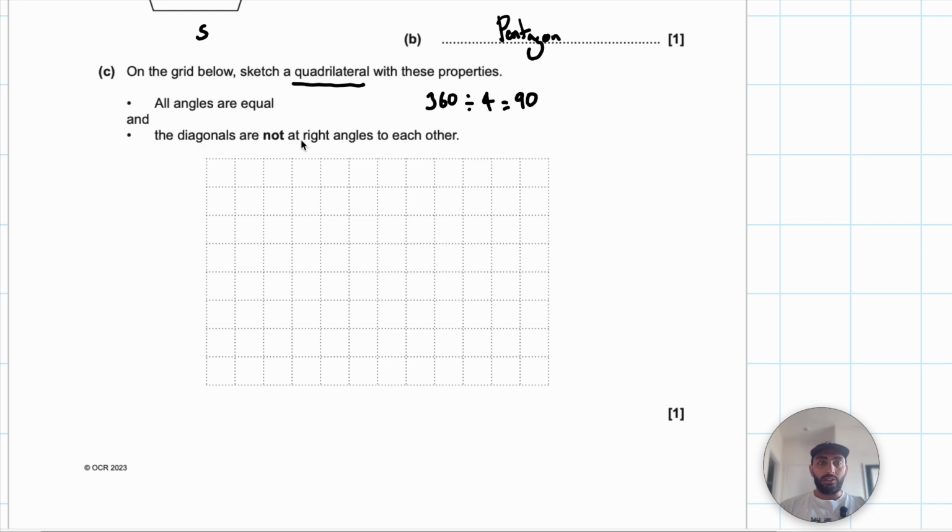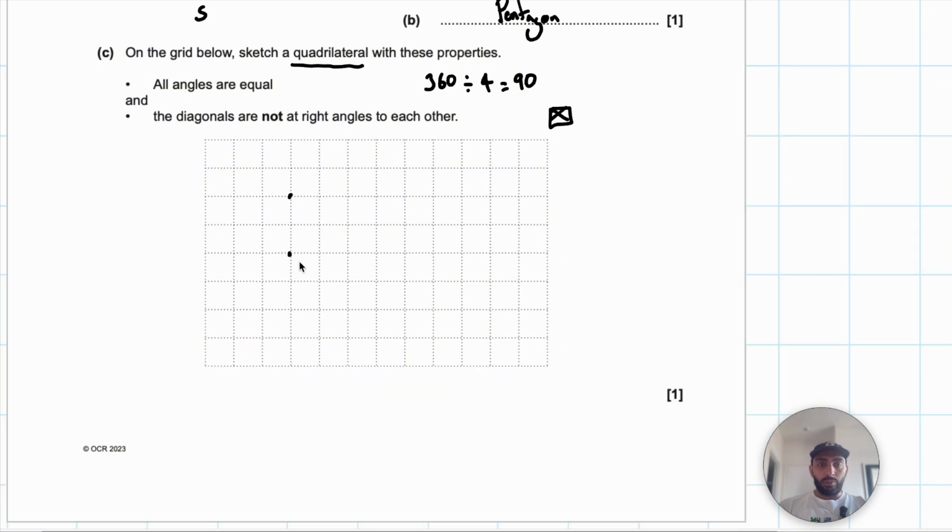If the diagonals are not at right angles to each other, that would rule out a square, because if I have diagonals there, those would be at right angles. So I need to draw a rectangle. It can be any size rectangle, so just plot on your points and then just connect them up with each other.